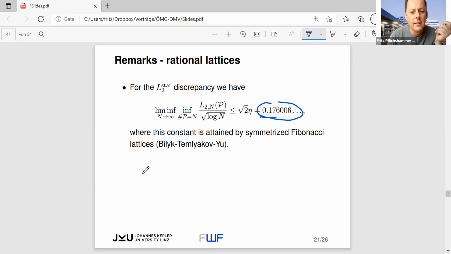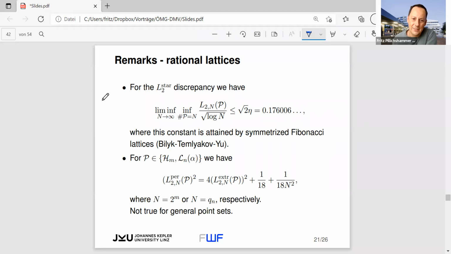What else can we see from our discrepancy bound formulas is a nice connection between L2 periodic and L2 extreme discrepancy. If P is either the Hammersley point set or any rational lattice, then these two kinds of discrepancies are related by this formula here. And one might have the hope that maybe this formula holds for any point set in the two-dimensional unit cube. But that's unfortunately not the case. One can easily find a counterexample where such an identity does not hold.